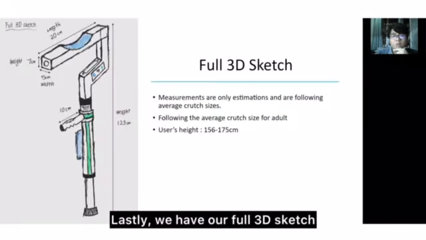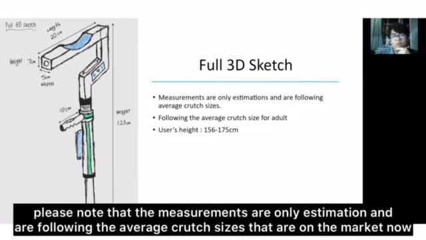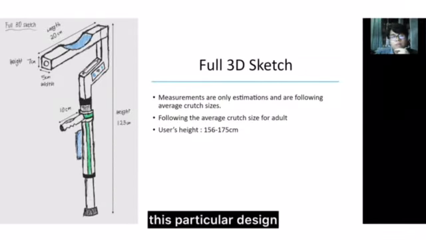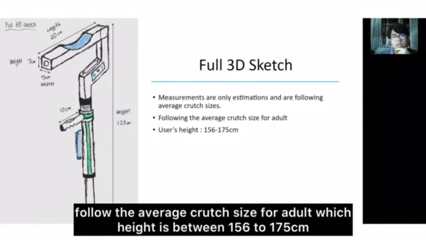Lastly, we have our full 3D sketch. Please note that the measurements are only estimations and are following the average crutch sizes that are on the market now. This particular design follows the average crutch size tailored for adults, whose height is between 156 to 175 centimeters.